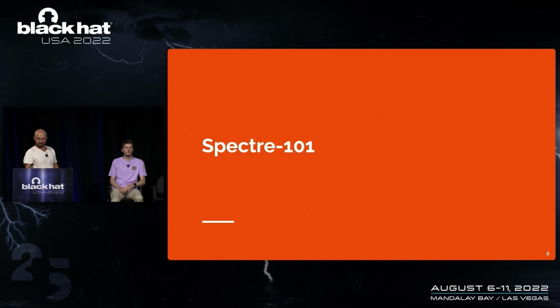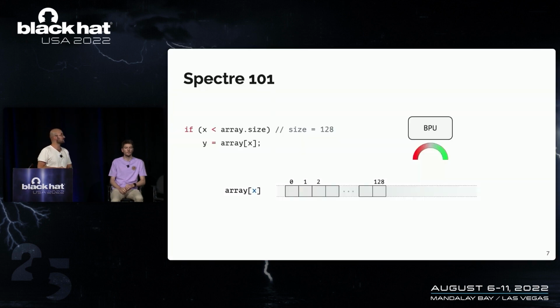What is Spectre? Spectre, as I said, is a vulnerability that affects most modern CPUs. And in particular, it affects a specific component inside the CPU, which is the branch prediction unit. And the branch prediction unit, as the name suggests, is simply trying to predict the execution of different branches. So for instance, here we have an example of a conditional branch that is performing a bounds check for an array.